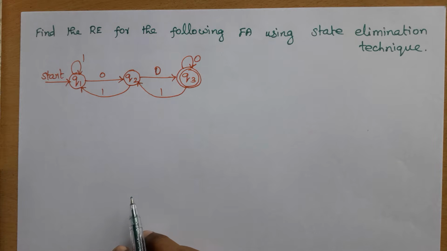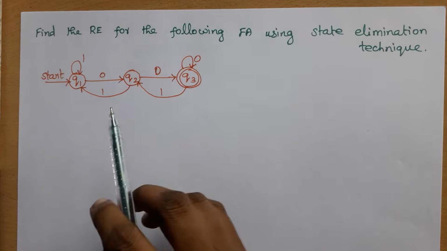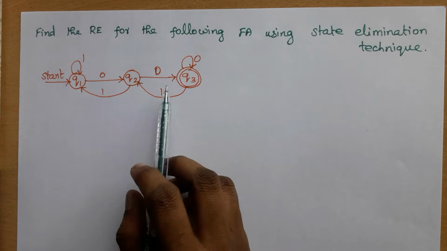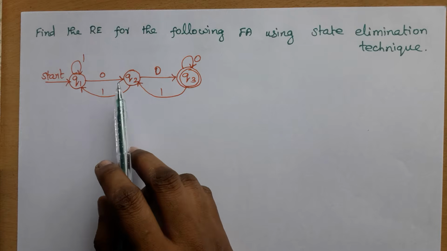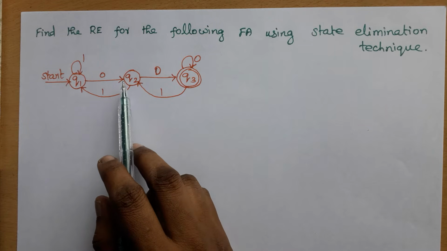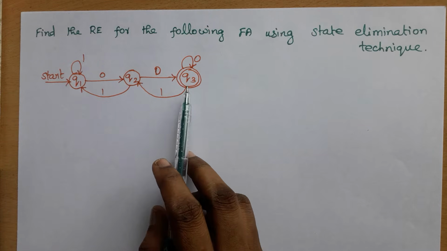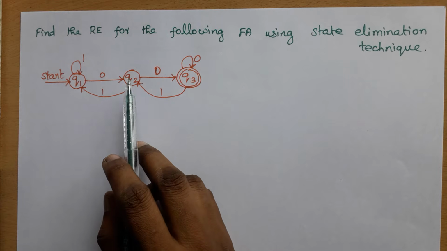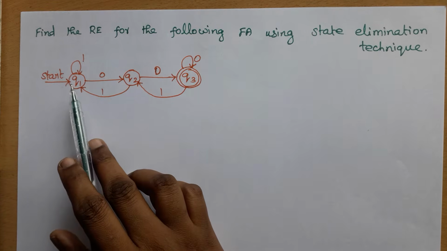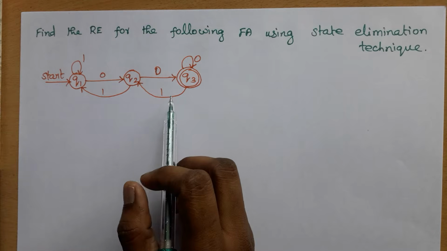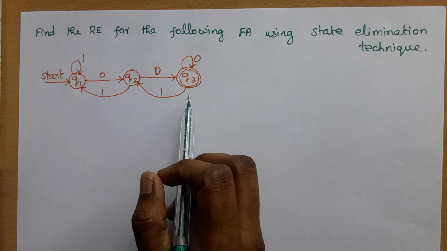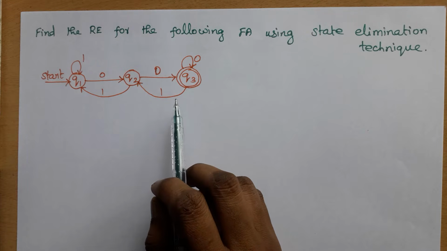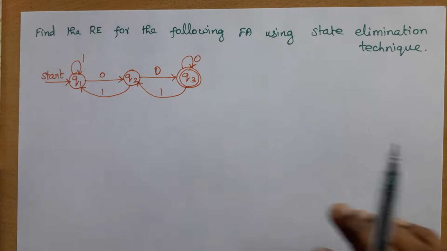Hello all, in this lecture we are going to discuss another example for the state elimination technique. In this given example, we can eliminate state Q2 alone, right? Because we have to eliminate all states except the start and final state. So we have to eliminate state Q2, and we will be left with state Q1 and Q3. So by applying the formula (R + SU*T)* SU*, we can find the regular expression for the given finite automata.